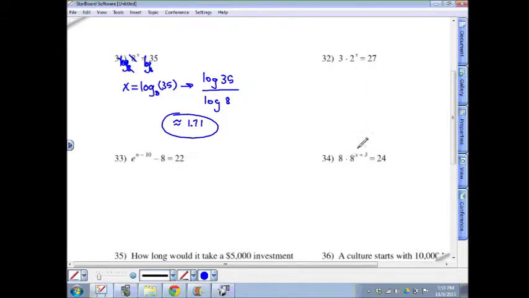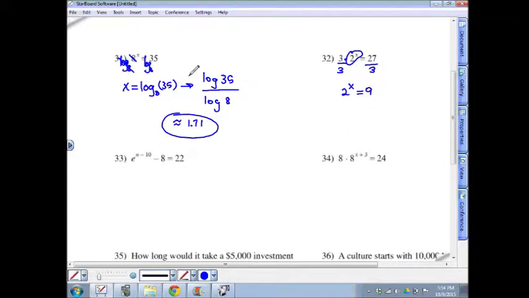Now question 32, a lot like question 31, it's exponential because the variable is here as the exponent. The exponential term though is just 2 to the x. That's what we need to get by itself before canceling the base 2. So we need to move this 3 out of the way. The 3 is just a coefficient, it's multiplying. So with a coefficient you can divide by it. And we have 2 to the power of x equals 9.